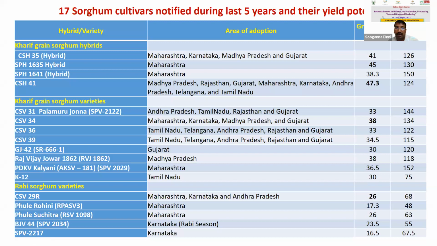So these are the different cultivars notified during the last 5 years, recommended for different states. This is the area of adoption, and this is the grain yield potential and fodder yield potential. These are the Kharif grain sorghum hybrids, and these are the sorghum varieties, different varieties recommended for different states. I will share the slides, you can go through them in detail. And these are Rabi sorghum varieties.